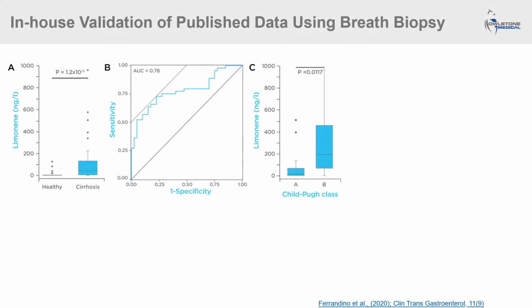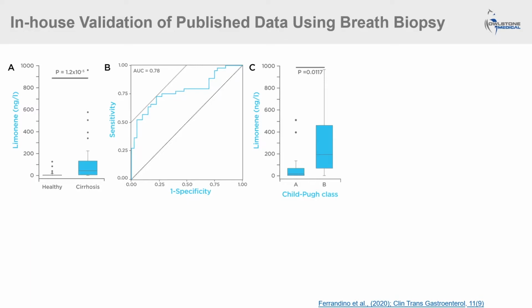So we began with the available data from the literature reporting that limonene is a potential breath biomarker found elevated in the breath of subjects with cirrhosis in different clinical trials. So the first step we took was to validate the results, and these are data that we published in 2020.